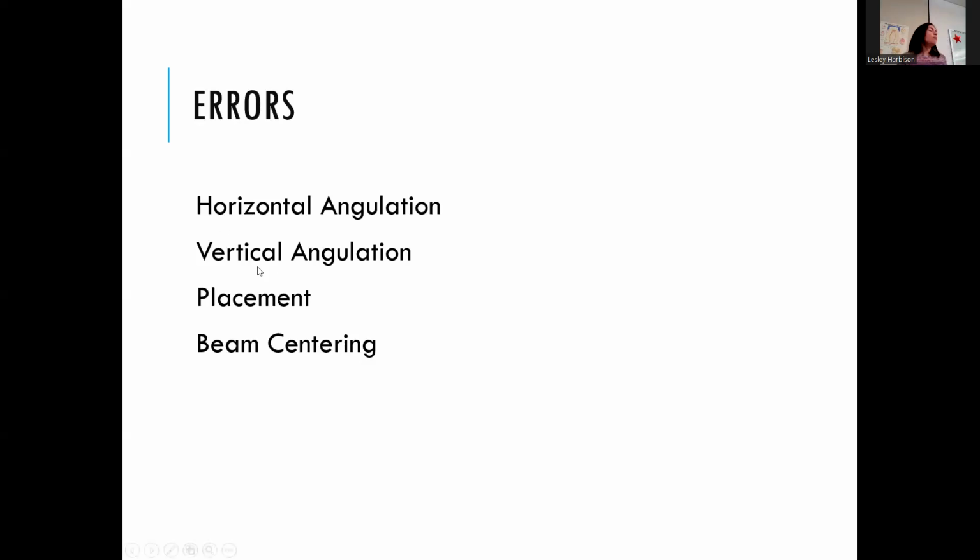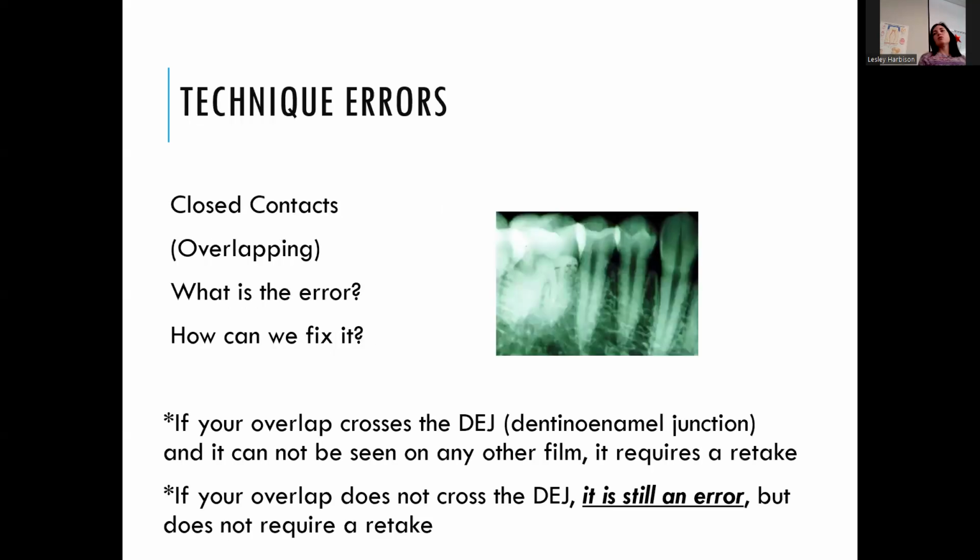Vertical angulation, mostly just for the PAs. Like we said, in bite wings, it's not very common to get a vertical angulation error when you're taking a bite wing, but you will have elongation and foreshortening for the PAs. Then placement and beam centering.